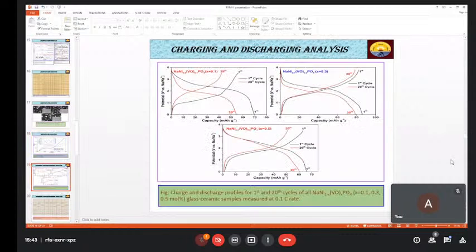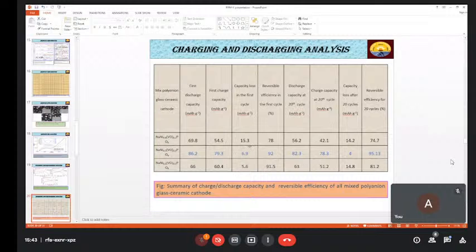After that, the electrochemical analysis is also there. So these are the electrochemical analyses for the charging and discharging of my samples, at 0.1, 0.3, and 0.5. Then I can observe the charging and discharging values of the first cycle and the 20th cycle. By using these values, you can observe this graph. What is the first discharging capacity from this graph, and what is the first discharging capacity for the 0.3 sample, and 0.1 and 0.5.